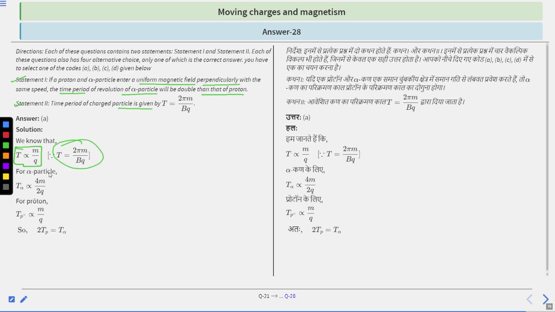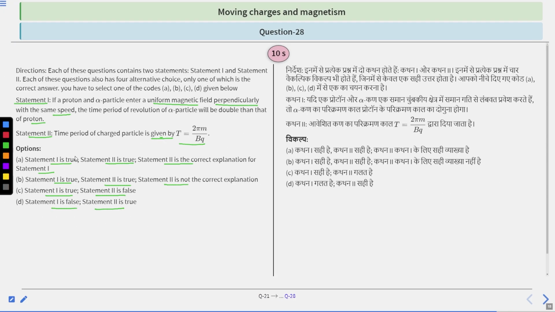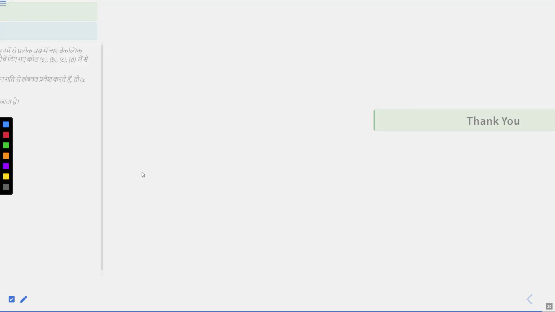So for alpha particle, T alpha is directly proportional to 4m divided by 2q. And for proton, time period is directly proportional to m by q. So from these two relations, we have 2Tp equal to T alpha. So the correct answer is A: statement first is true, statement second is true, and statement second is the correct explanation of statement first. This is the correct answer. Thank you.